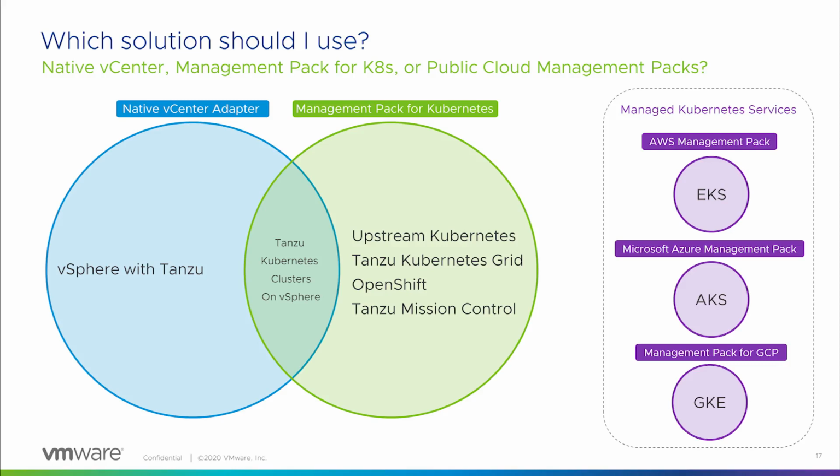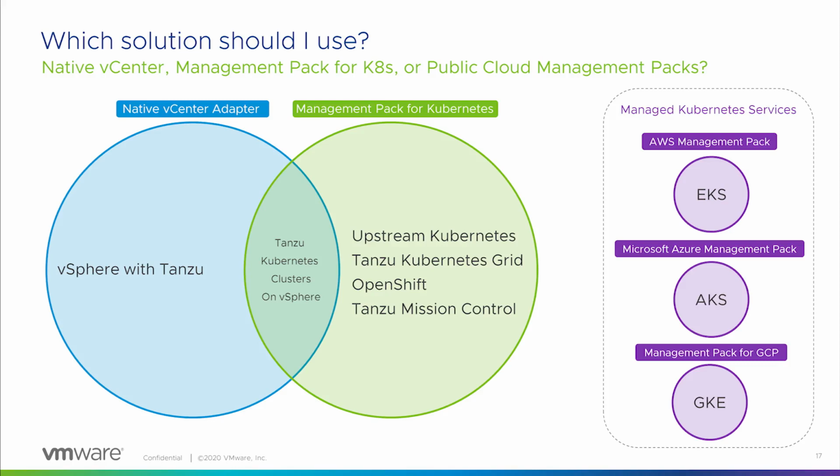Now, if you are running managed Kubernetes services like Amazon's EKS, GKE, or AKS in Azure, you can monitor those through their respective management packs. That's outside of the scope of what we're talking about today, because we are focused on the native vCenter adapter and the management pack for Kubernetes.